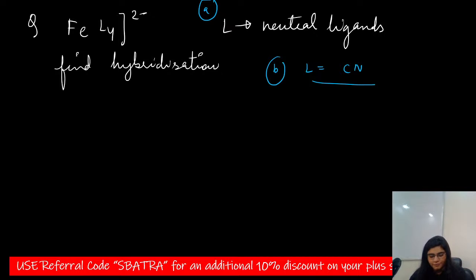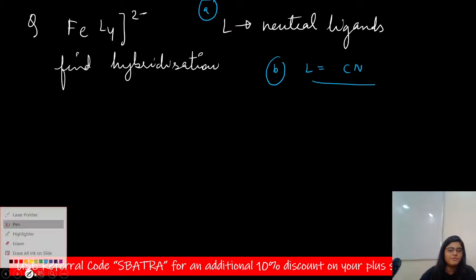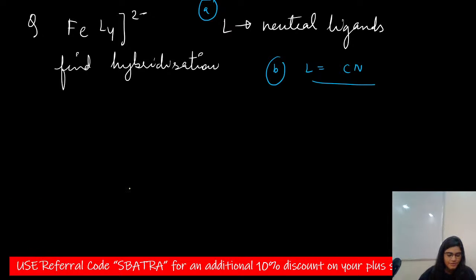Now all of you please tell me the hybridization in the first part and in the second part. Okay, let's do this question. How do we do it? See, in this particular question, this is our iron, and this L is your neutral ligand.